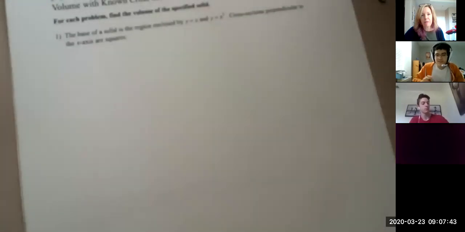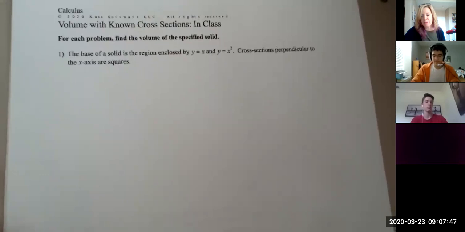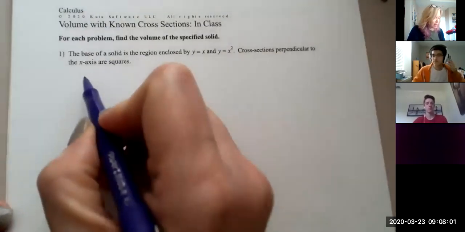So this topic is called volume with a known cross section, and I'm going to have to try and draw things, and you guys know what a great artist I am, so you're going to bear with me on this one. These problems sound a little bit different. This one says the base of a solid is the region enclosed by y equals x and y equals x squared. Okay, so that part I can do. I can draw a graph of that.